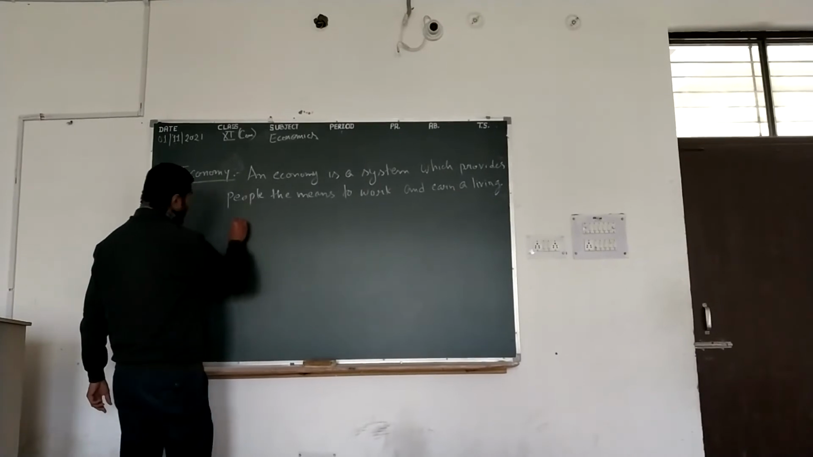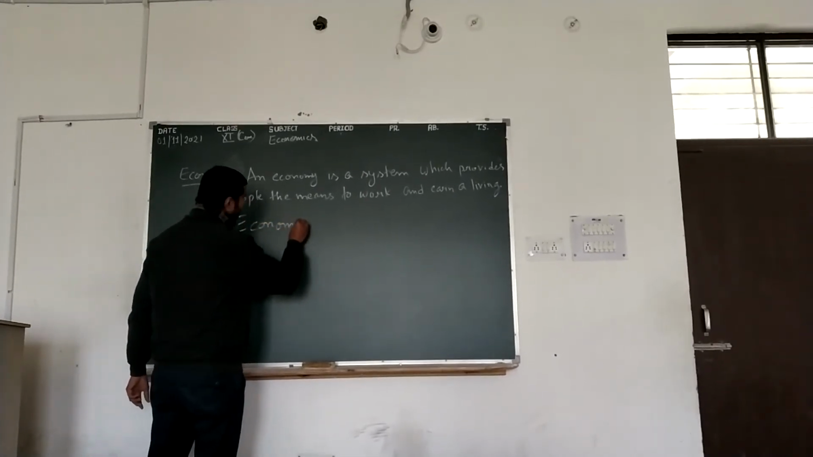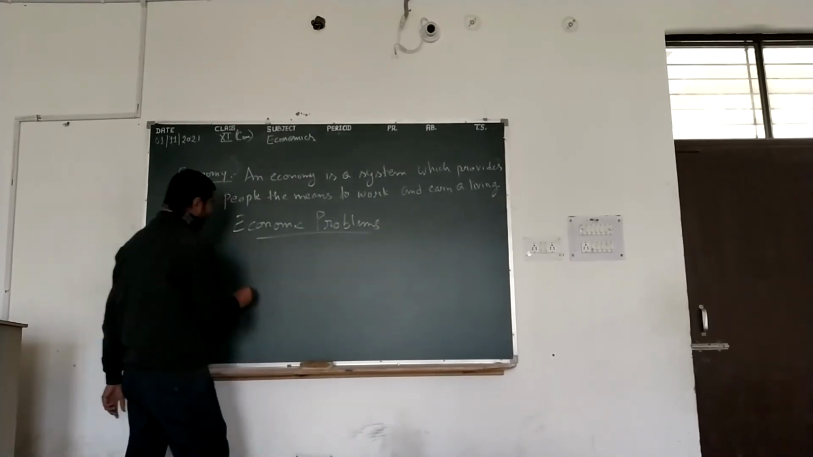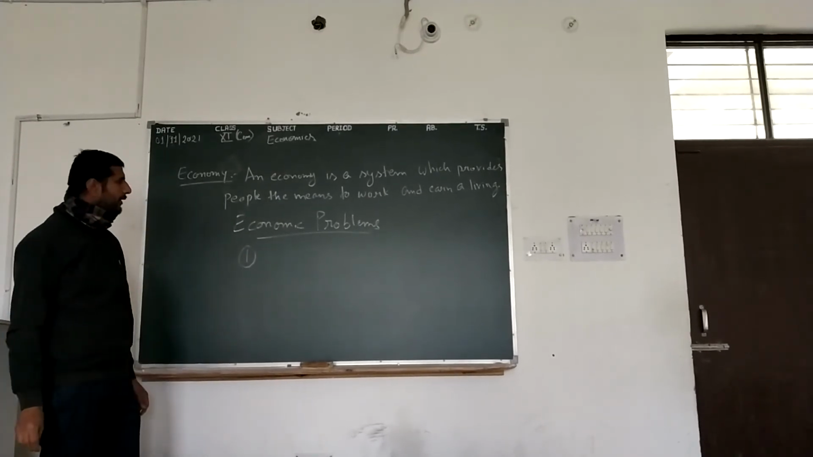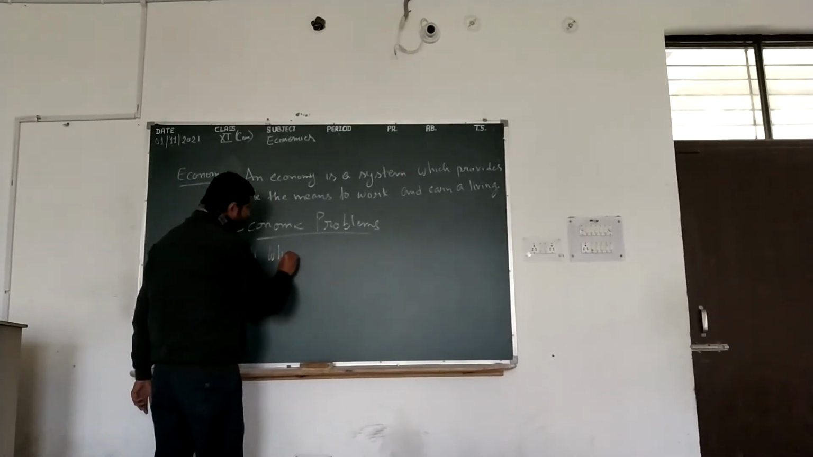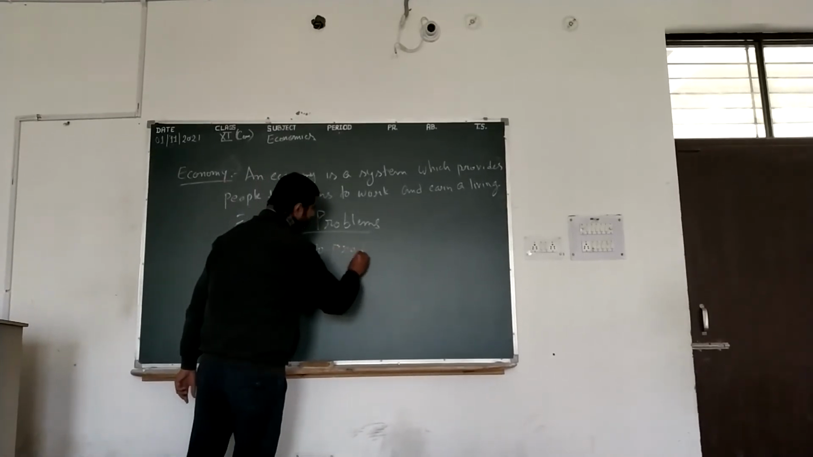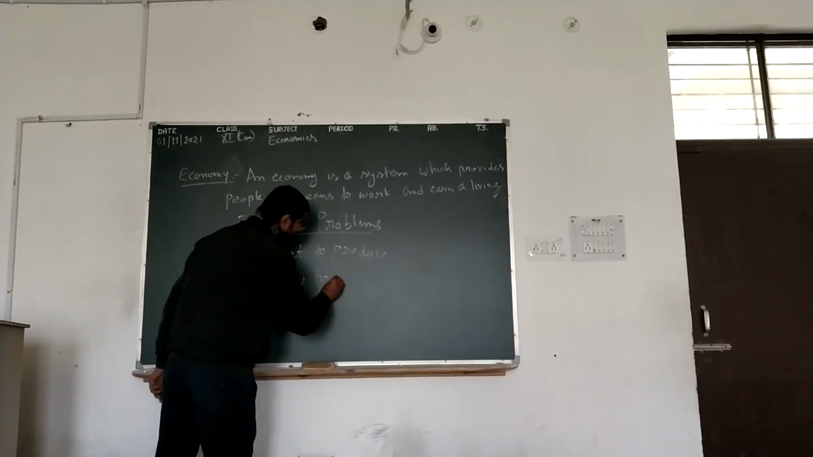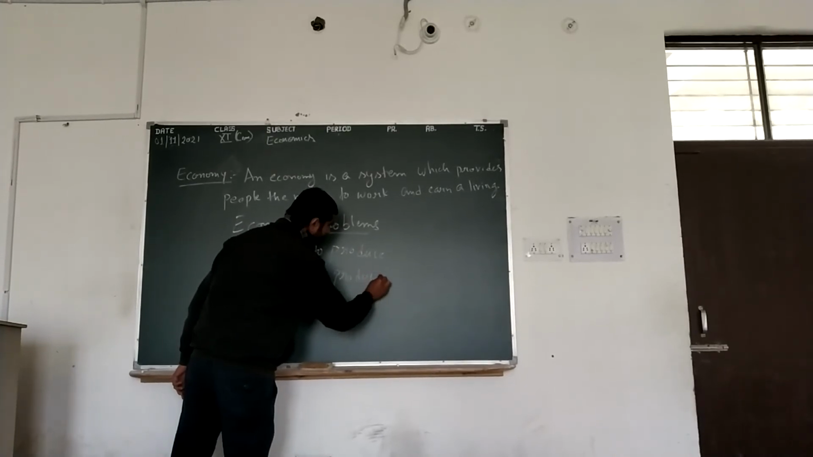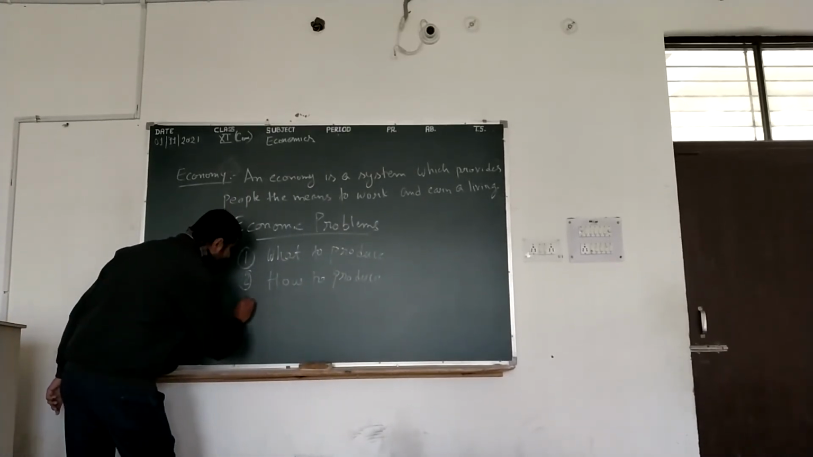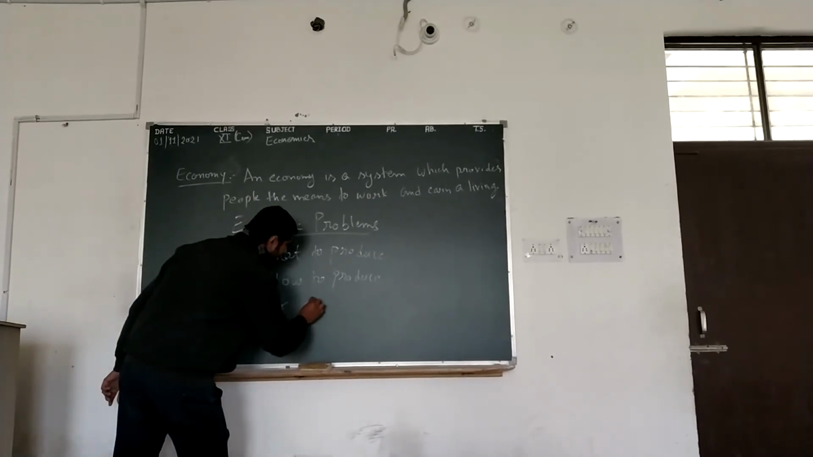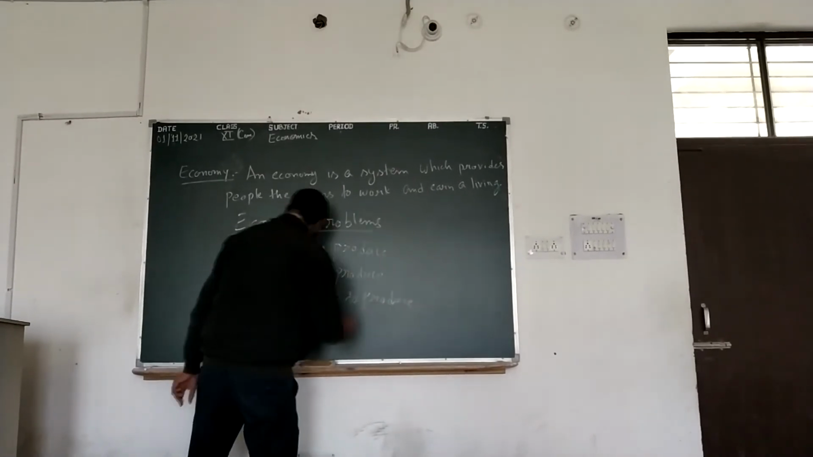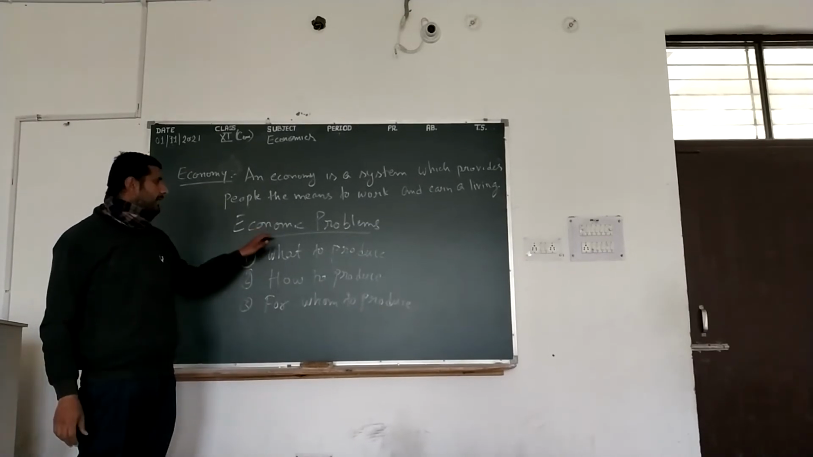Economic problems are there. So what are the economic problems? First economic problem is what to produce. Second is how to produce. And third one is for whom to produce. So these are the three economic problems or three central problems of an economy.